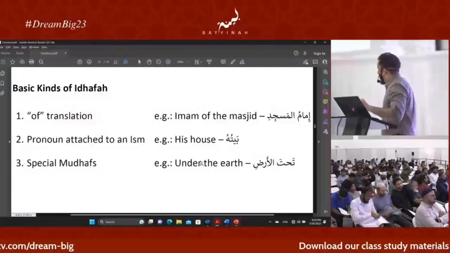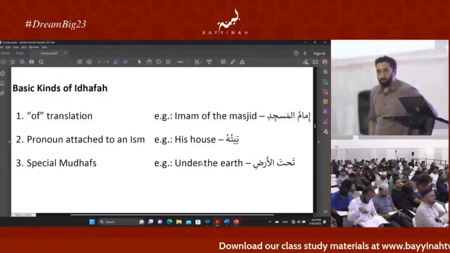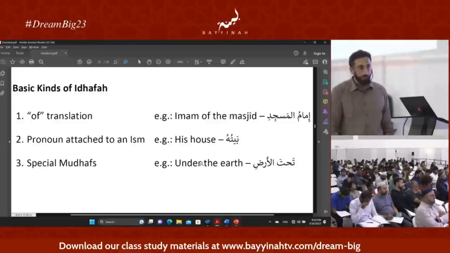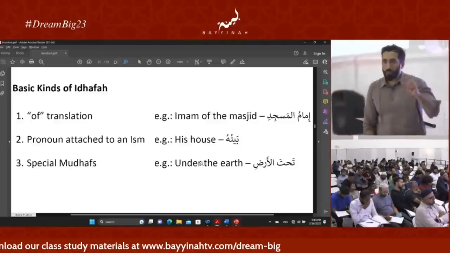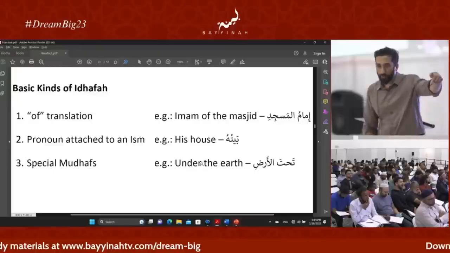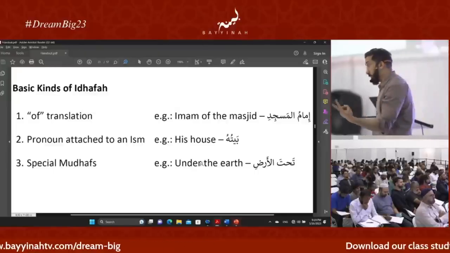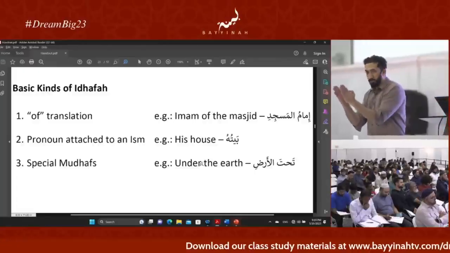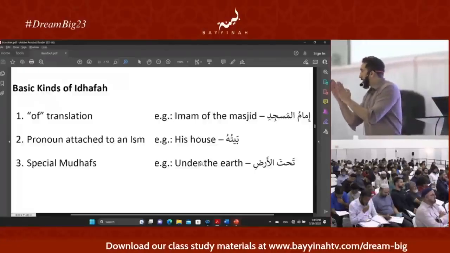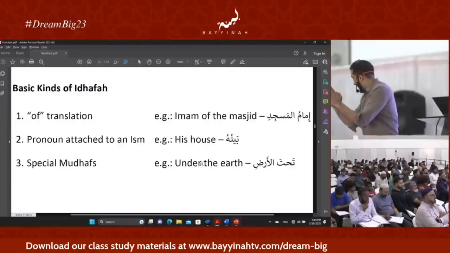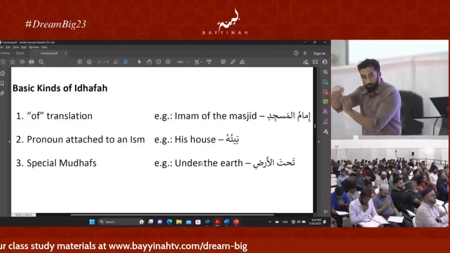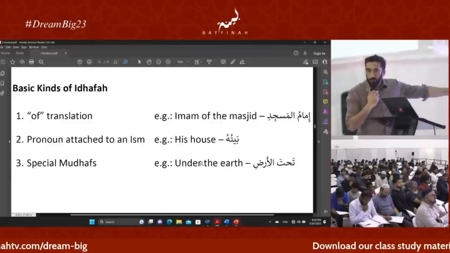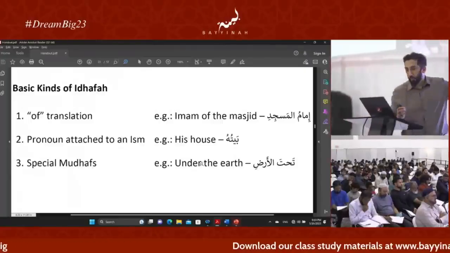It says at the bottom, basic kinds of idafa. There are 3 basic kinds of idafa. The first one, I already told you, has what translation between the mudaf and the mudaf ilayh? Of. The second one, I just showed you, whenever an ism comes with a pronoun, the pronoun becomes mudaf ilayh, which means the ism becomes mudaf. That's number 2. Then there's a third category.